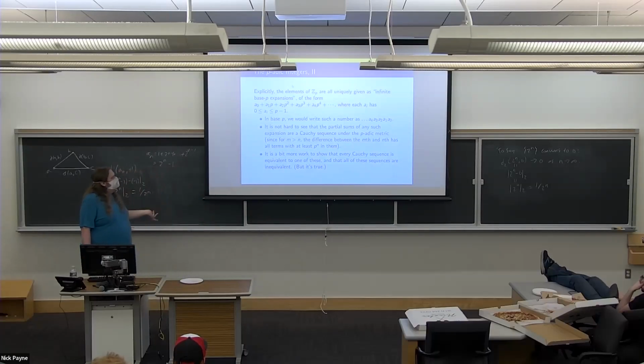It's more work to show that every Cauchy sequence is equivalent to one of those. That's a little harder. And also to show that all those sequences are distinct from each other, which is not so bad. You just take the difference, they have to differ somewhere. That gives you the difference, like 1 over P to the n.